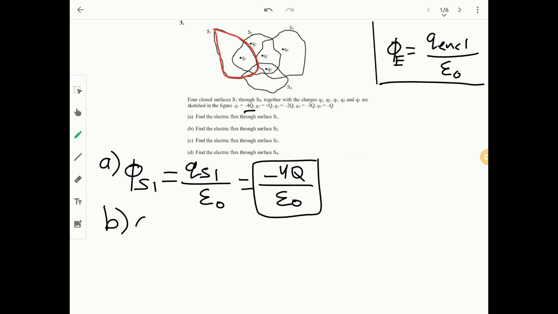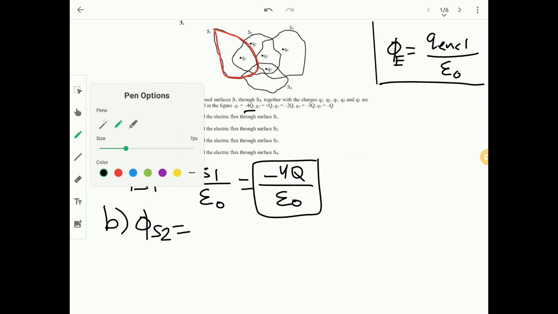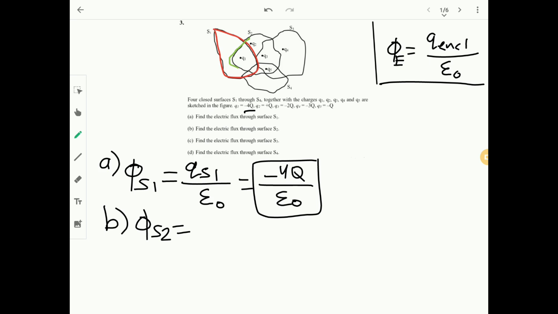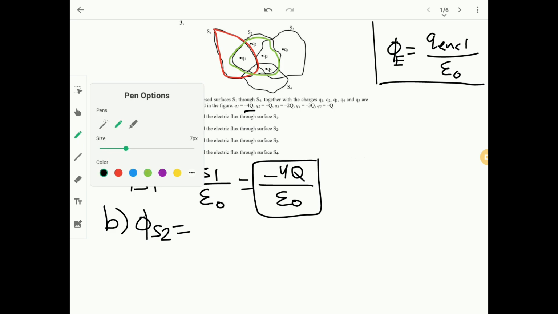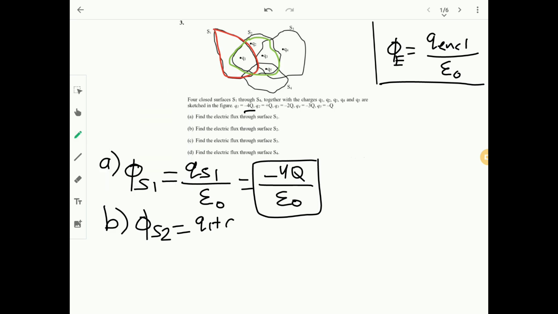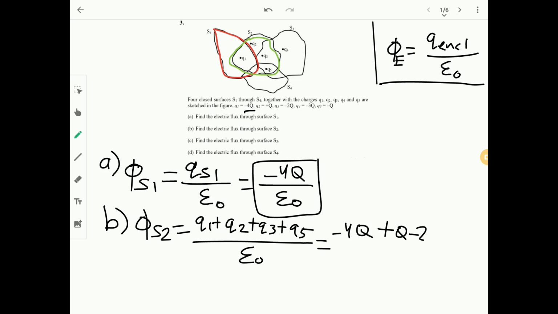B. Phi S2, I'm not going to put the formula again, it's just the same thing, but this time I'm going to do it in green. What is in S2? Well, it's Q1, Q2, Q3 and Q5. So now it's Q1 plus Q2 plus Q3 plus Q5 all over epsilon 0, which gives me Q1, -4Q, plus Q, Q3 is -2Q, Q5 is -Q, all of this over epsilon 0. When we simplify, we should get -6Q over epsilon 0.